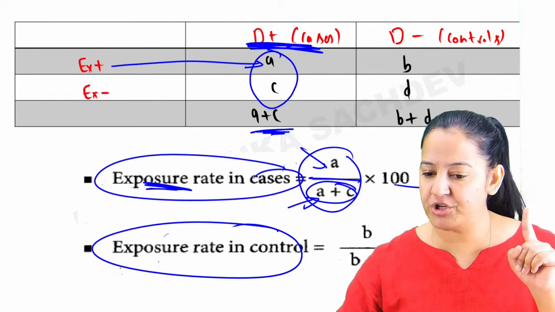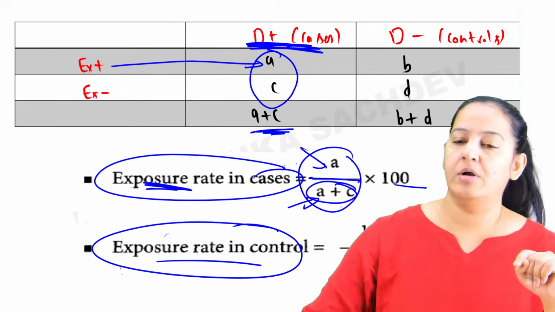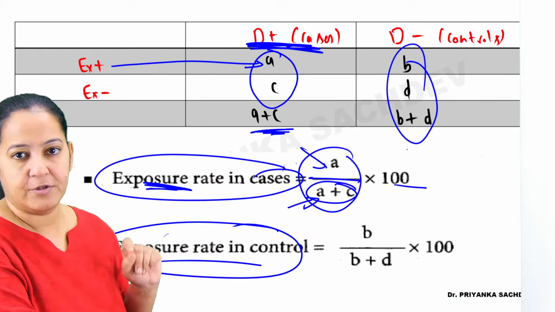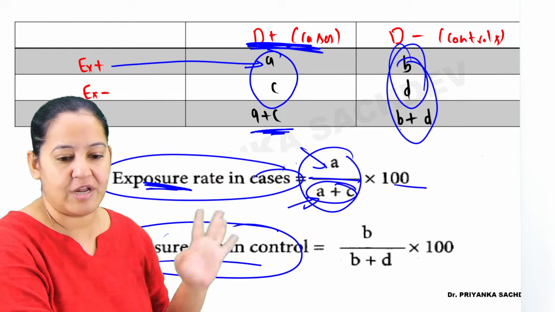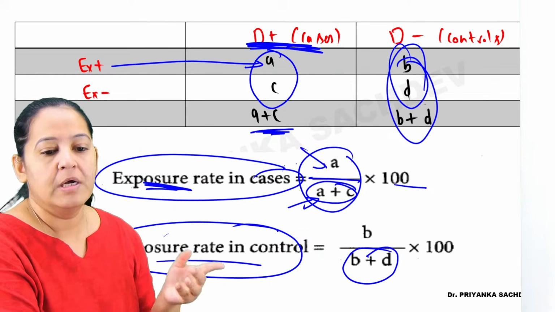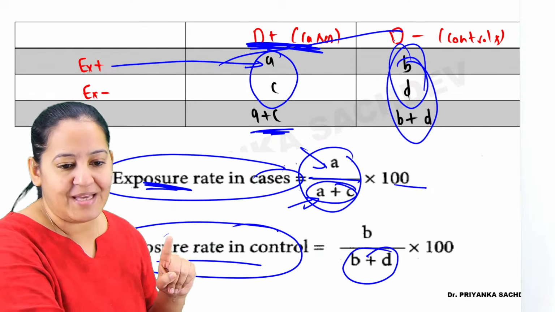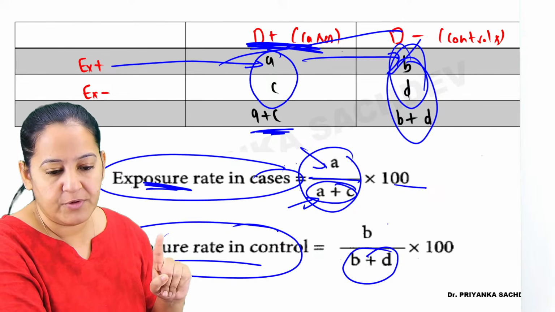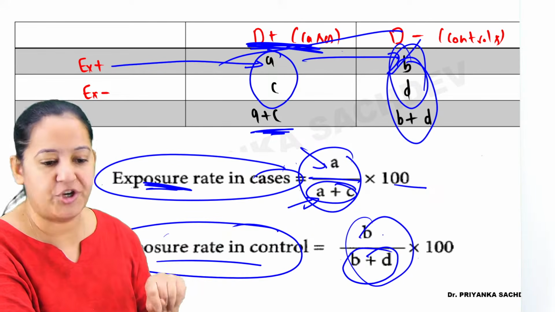Coming to the exposure rate among controls. Tell me, how many total controls are there? Total controls are B plus D. Can you see B plus D? They don't have the disease. So out of the total controls B plus D, how many smoke? You can see only B is smoking. D does not smoke. So it is B upon B plus D. So that is the exposure rate among controls.